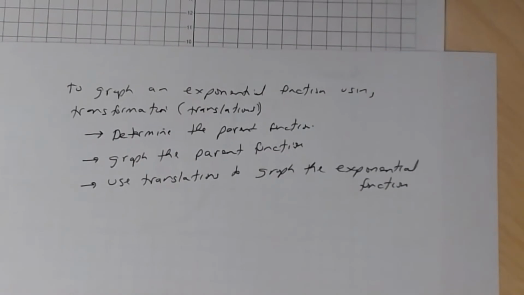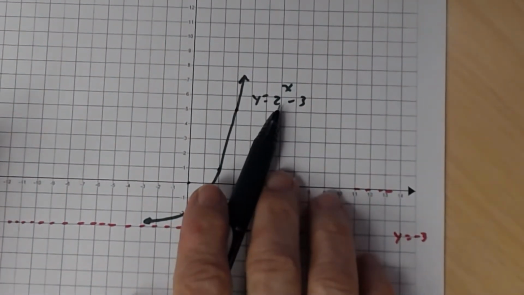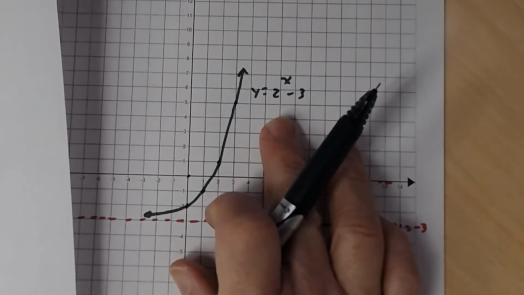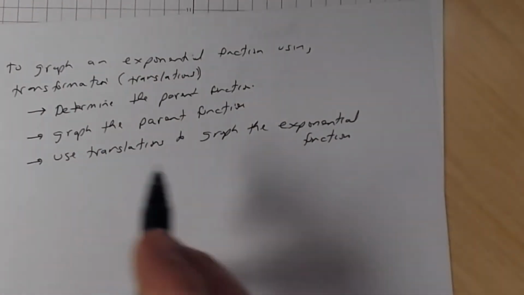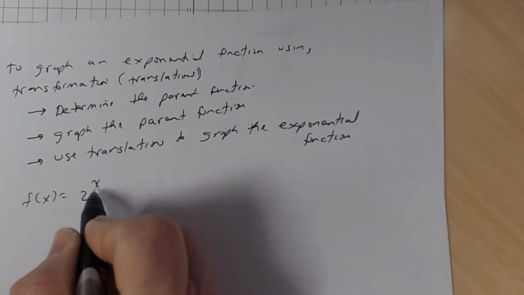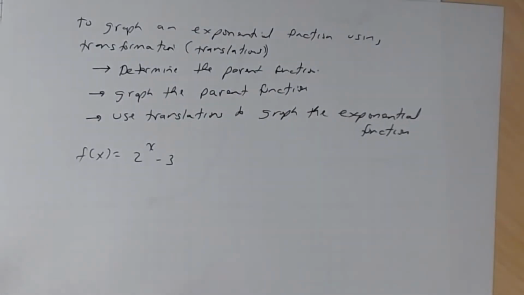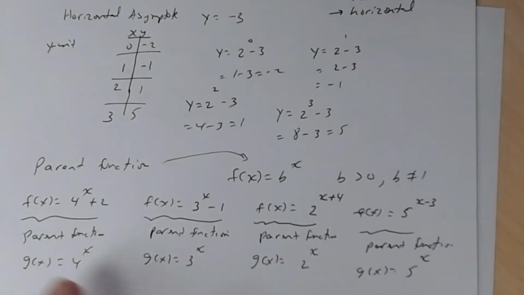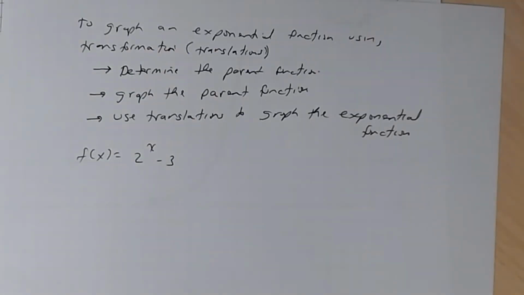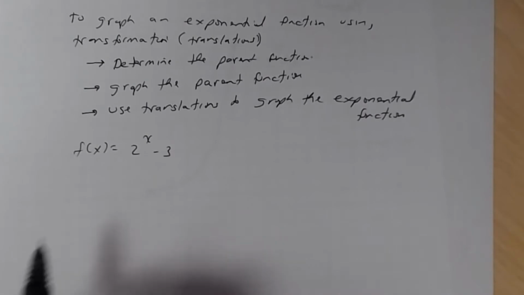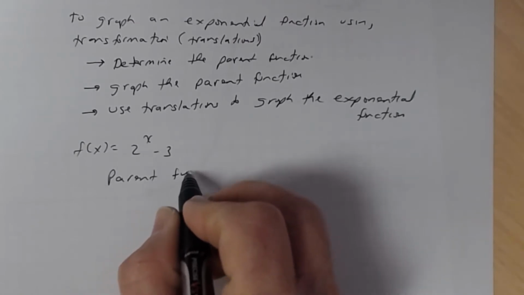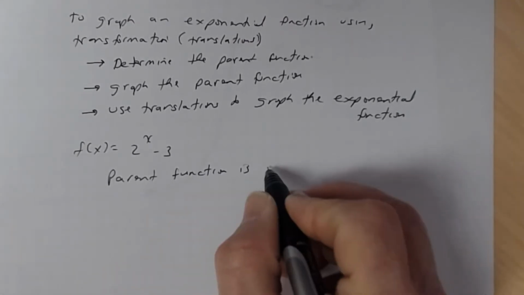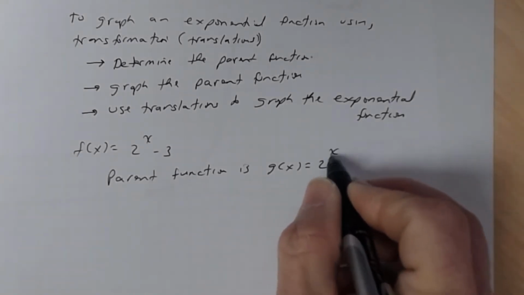All right? So let's talk about this function here. This time I'm going to call it f of x. We're looking at f of x equals 2 to the x minus 3. Now, based on our discussion a while ago, based on these four functions and how to determine the parent function, you should now be able to tell me what the parent function is. The parent function is g of x equals 2 to the x. That's your parent function.